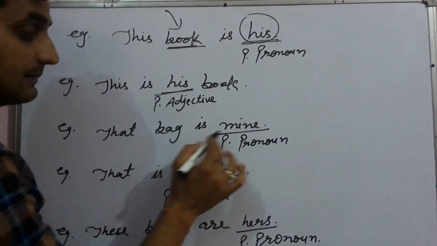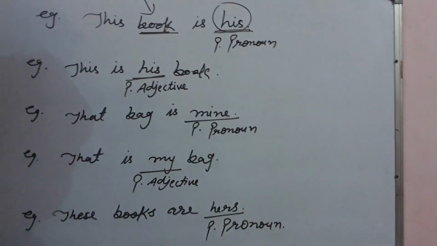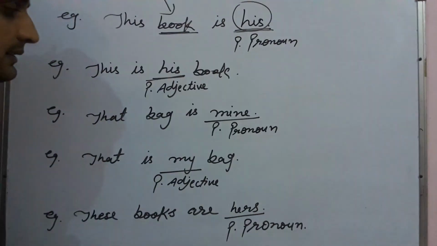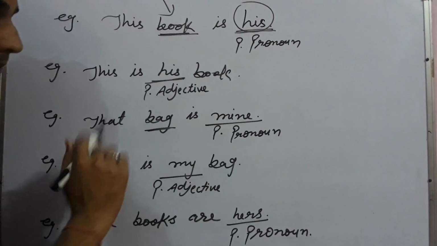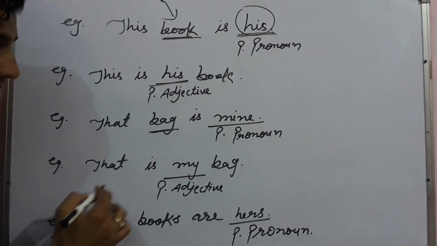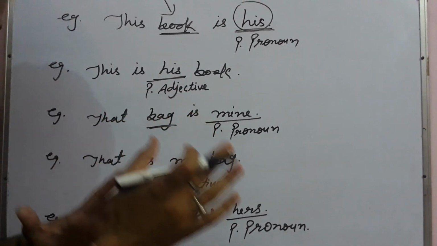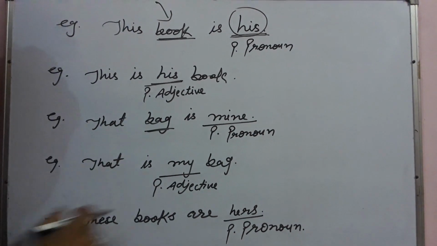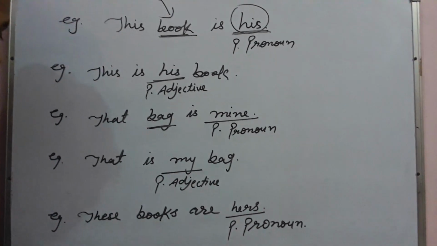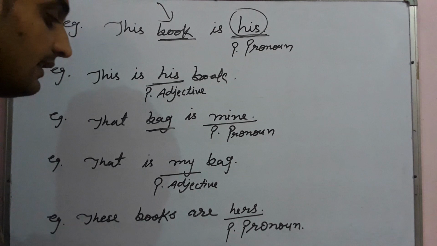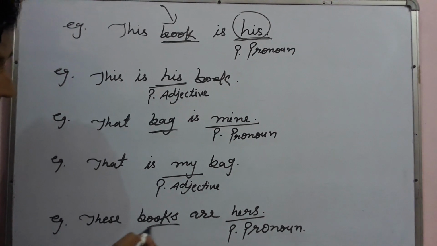Next one, that bag is mine. Mine is possessive here, and mine is indicating the right, the possession, belongings of the subject on the bag. Next one is that is my bag. This word is indicating the right, belongings, possession of the subject on the bag. And the last one is these books are hers. This word is indicating right, possession or belonging of the subject on the books.